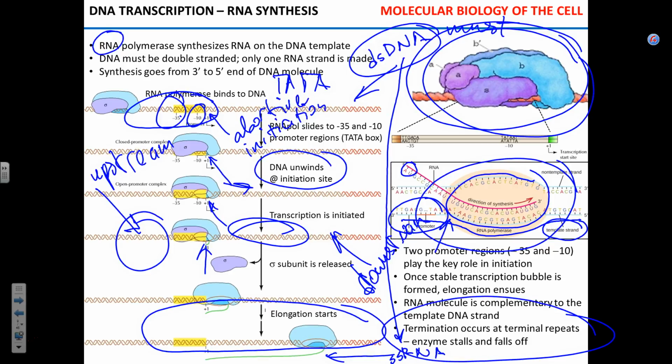Termination. The enzyme stops moving forward because of specific sequences. At the terminating sequence it just falls off. Does that make sense? And then you've got your RNA transcript in the end. Okay, that little green stuff at the bottom that you can barely see. That I can barely see.